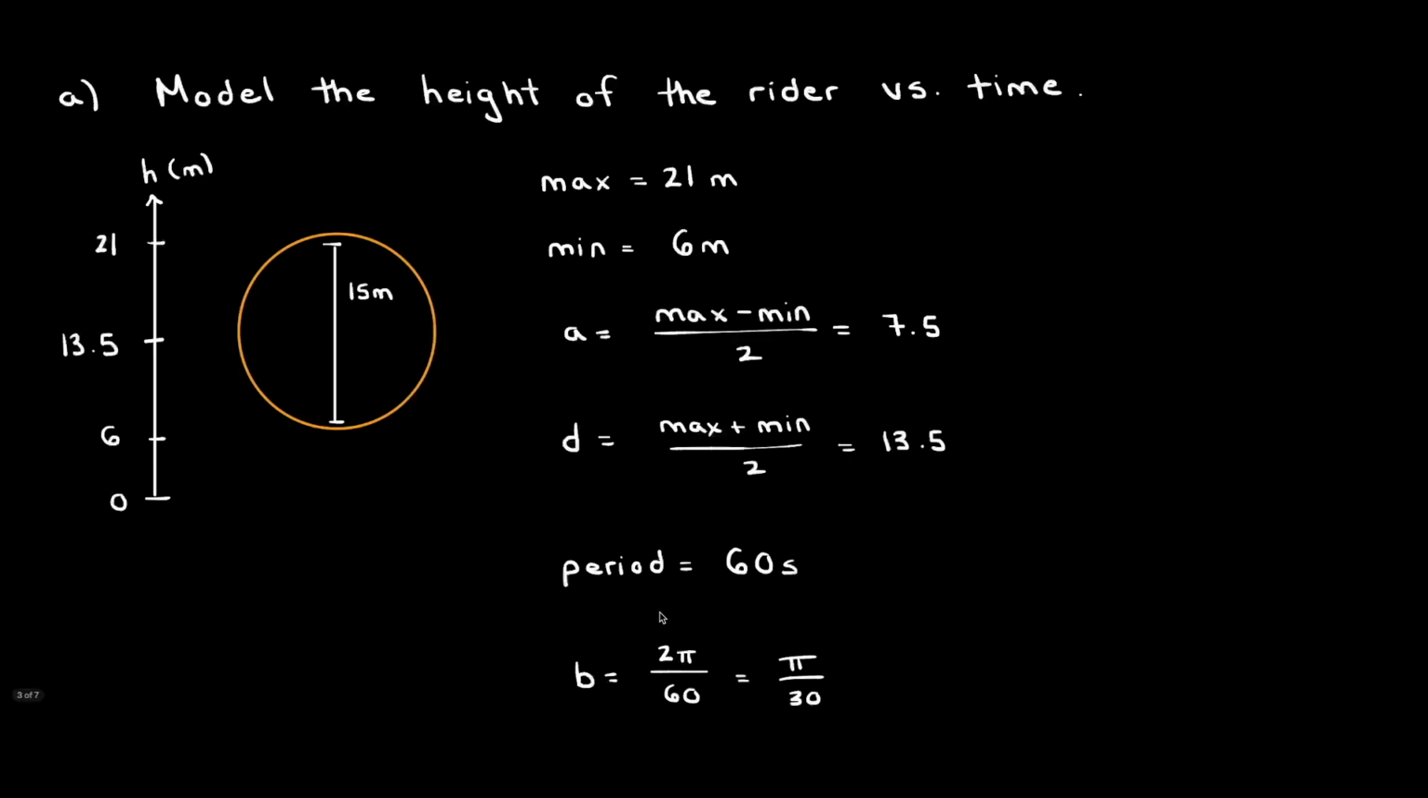Great, so now that we have the period, we can actually find the B value, which we require in our equations, right? And what's the relationship? Well, you just have to do 2 pi divided by the period, and that's equal to B. So we get pi over 30. That's the B value. Great. Now that we have extracted all of this information, let's make a nice graph of this, and then that will help us create the equation that we're looking for to model this problem.